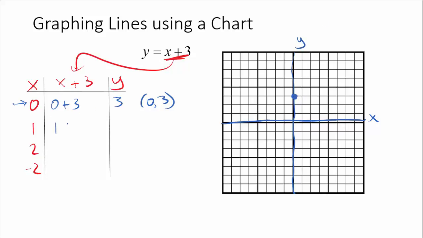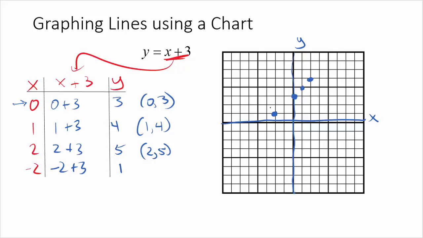We'll plug in a 1 here, so 1 plus 3, that'll give me 4. That gives me the ordered pair 1, 4. So I'll go over 1 and up 4. Next one I'll plug in 2, so 2 for x. 2 plus 3 is 5. That gives me the ordered pair 2, 5. So we'll go over 2, up 5. There's our next point. And I threw this one in here just for kicks to show you don't have to pick the same points 0, 1, and 2. So -2, we'll do -2 plus 3. That's going to give me 1. So that will be the point -2, 1. So we go left 2 and up 1.